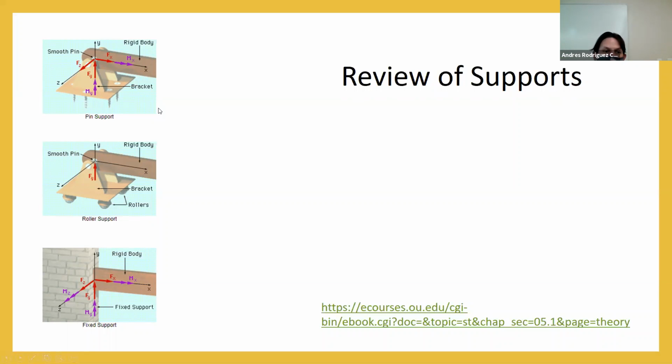So we have the pin support, which is going to develop a reaction in the vertical axis and a reaction in the longitudinal axis in 2D. If we are talking in 3D, we are going to have another reaction in the Fz because it's pinned in that direction. We are going to have moments in the longitudinal and the transversal axis if we are talking in 3D, but we are going to be free to move in this moment here. Is that clear?